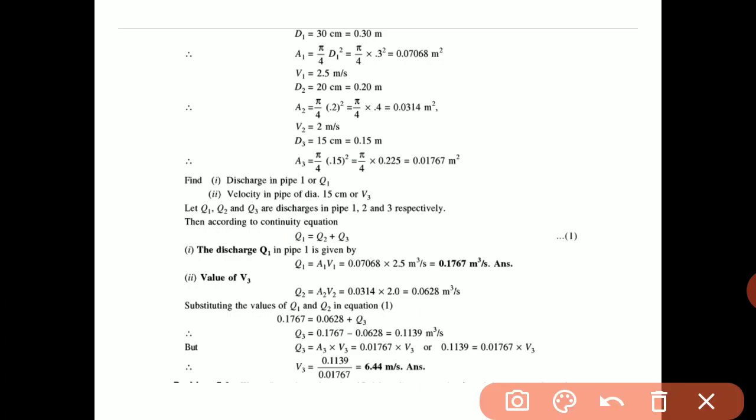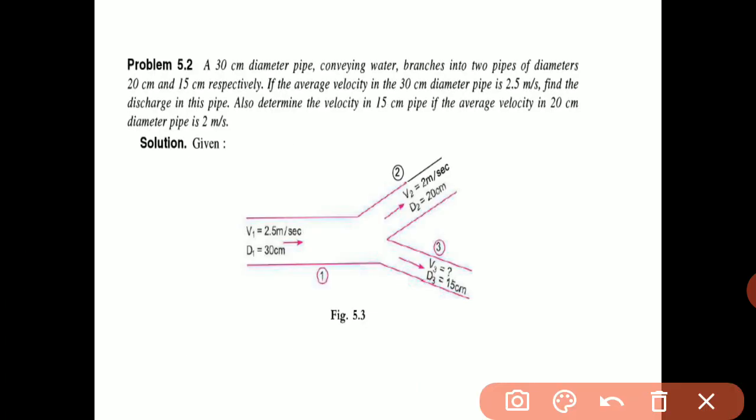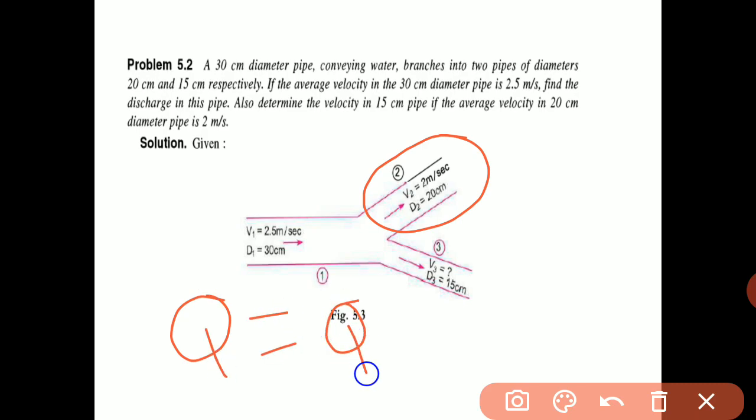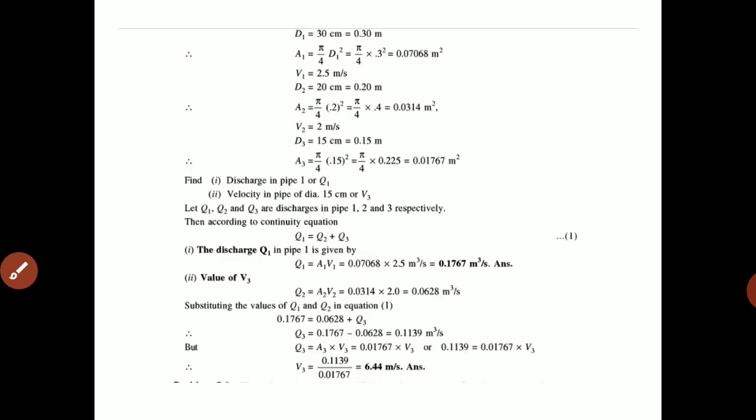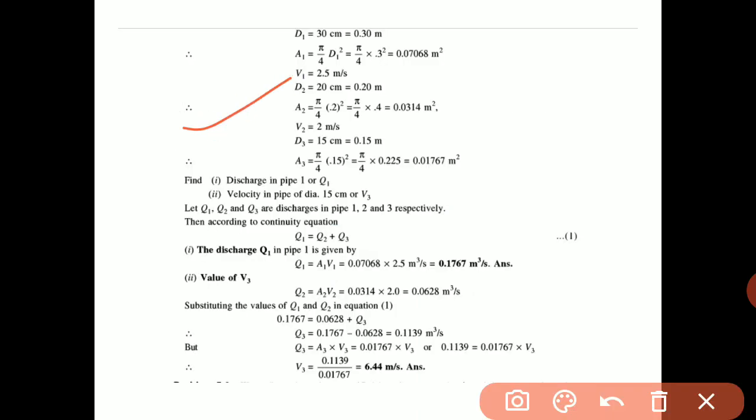Now one more thing here I want to say. What is the total discharge? Total discharge is Q is equals to Q1 plus Q2. Whatever the discharge from these points, we are going to add up Q1 and Q2. For these two branches we'll get the total discharge as Q. So just calculate this area part and convert the units from centimeter to meter.